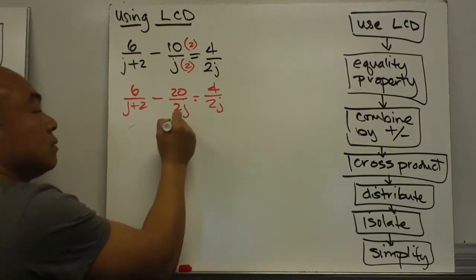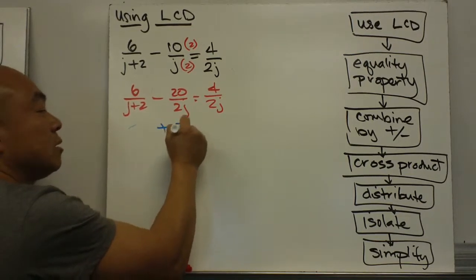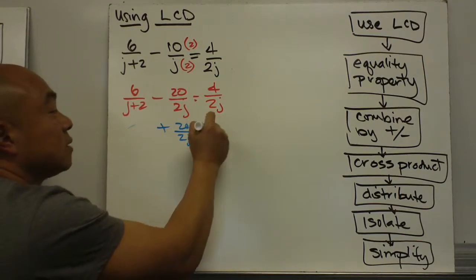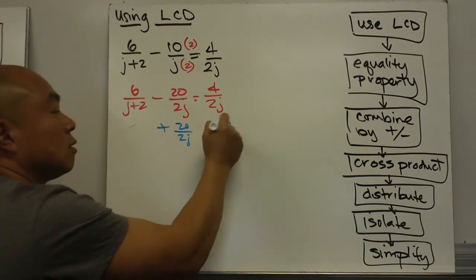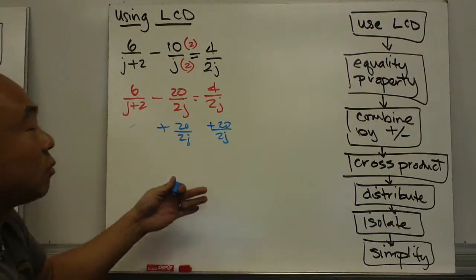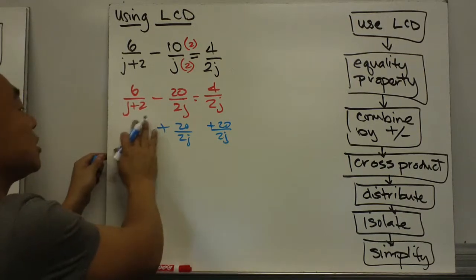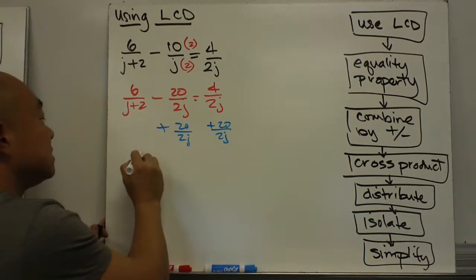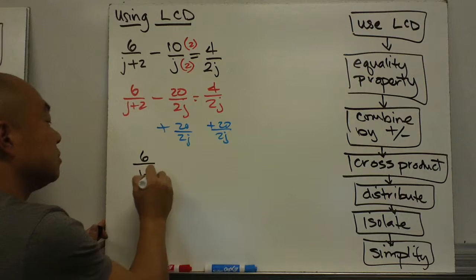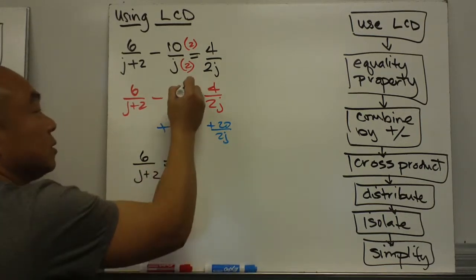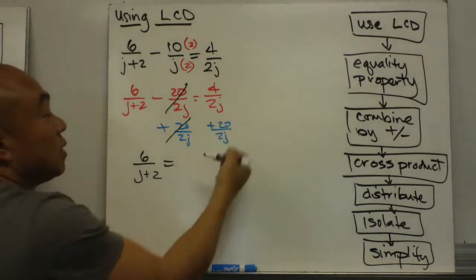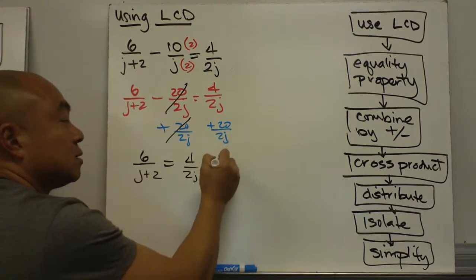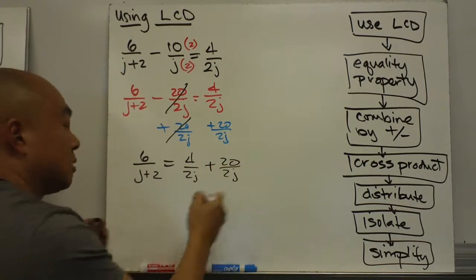So first of all, this is what I'm going to be doing. I'm going to add 20 over 2j to this side, and since I'm on either side of the equal sign, I need to add on this side. So I add 20 over 2j here. Very similar to your one-step, two-step operation type of equations. Okay, so rewrite. On this side, I now have 6j plus 2 equals, because remember, that and that goes away, so I now have 4 over 2j plus 20 over 2j.